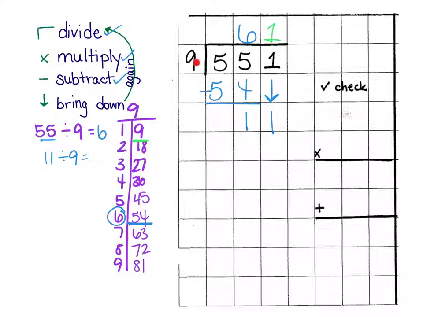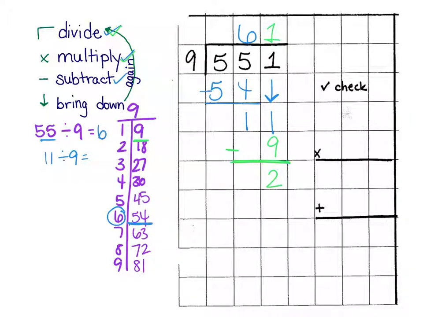So 1 times 9 is 9. Now, if the number is bigger here than the number that you're subtracting from, you know that you multiplied or divided incorrectly. So 11 minus 9 is, okay, this is where I like to go 9, and then you just count up. 10, 11. There's only 2 numbers. So our answer is 2.